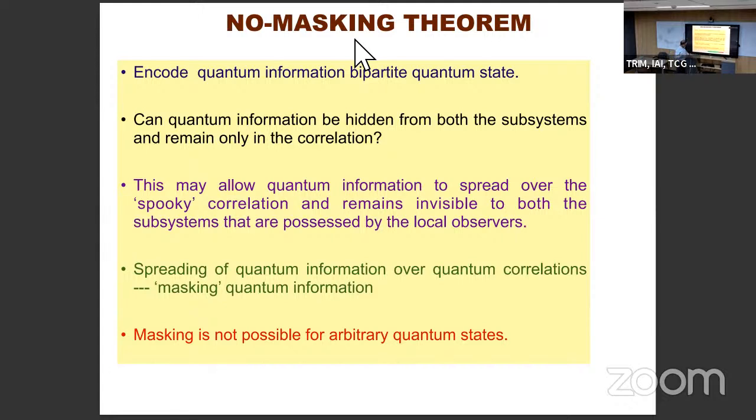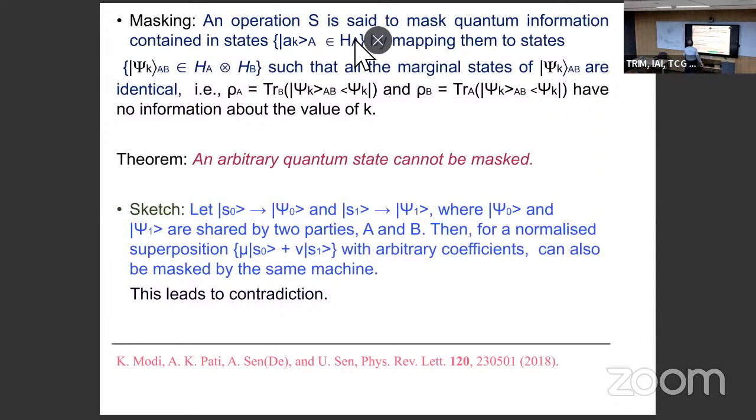The answer you will see is that it is not possible to store information only in the correlation. So essentially, the question I want to raise here: can you store information in spooky correlation such that it is hidden from both the subsystems and only remains here? This may allow quantum information to spread over the spooky correlation and remain invisible to both the subsystems that are possessed by local observers. The spreading of quantum information over quantum correlation we call masking, because local observers don't see anything, as if they put a mask. So information is not here, not here, but only in the correlation. And you will see that this kind of thing is also not possible. So the treatment looks like this.